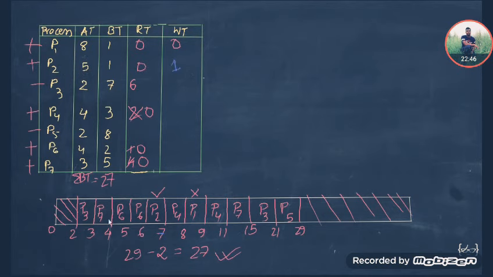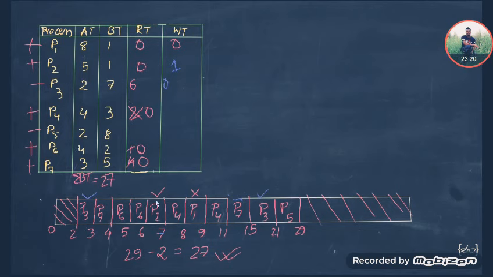Now let's go with P3. P3 has appeared once here and once here. The visiting time for this is 2, and the arrival time is 2, so 2 minus 2 is 0. So the waiting time for the first P3 is fine.